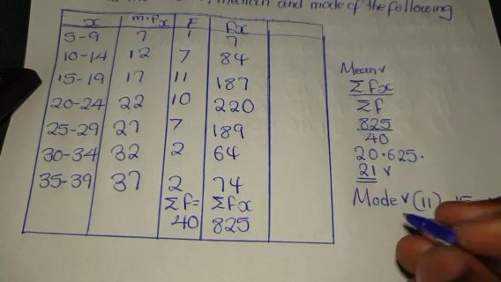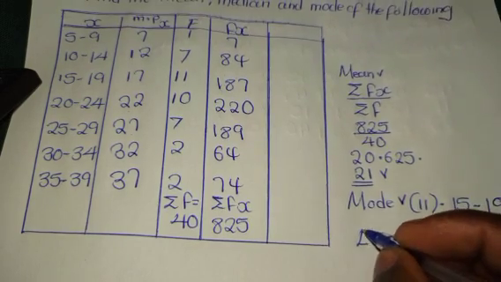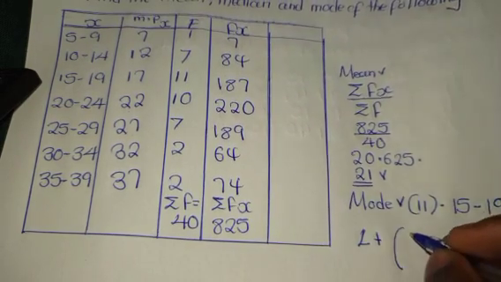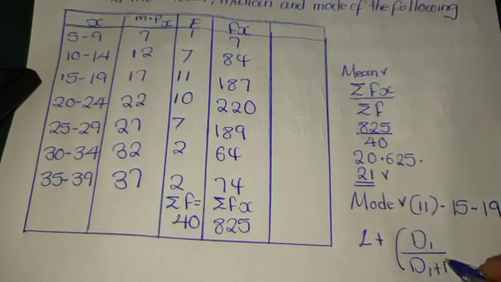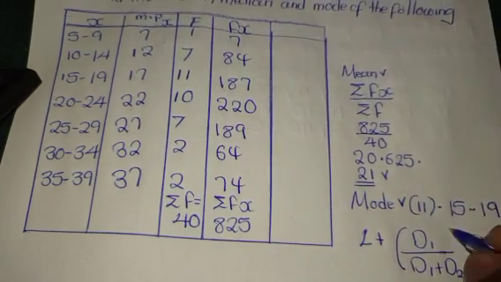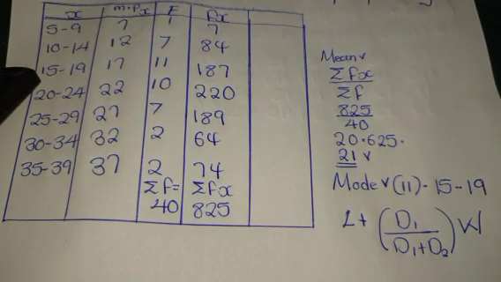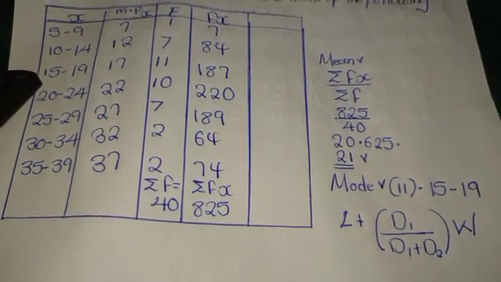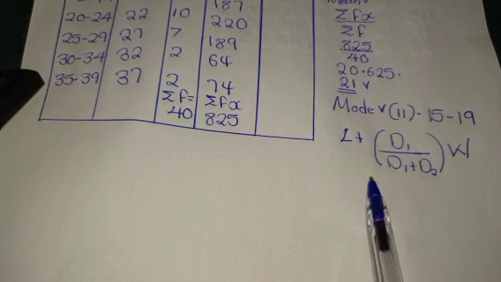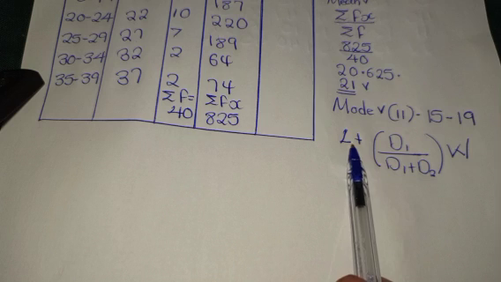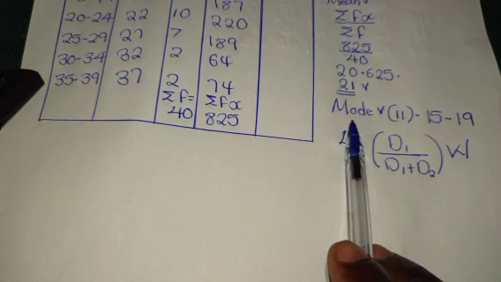19. So for us to calculate the mode now, we'll use the formula as the lower boundary plus open bracket the difference D1 over the sum of D1 and D2, multiplied by the width of the class. So for us to calculate the lower boundary, the lower boundary itself is always the lower limit of the mode class. So which lower limit are we talking about?